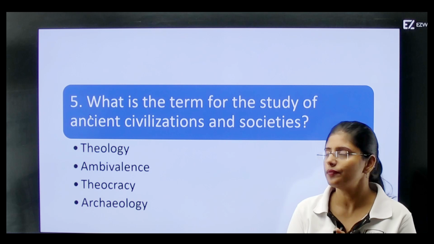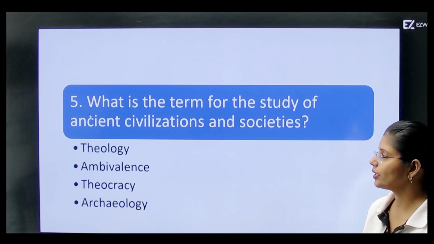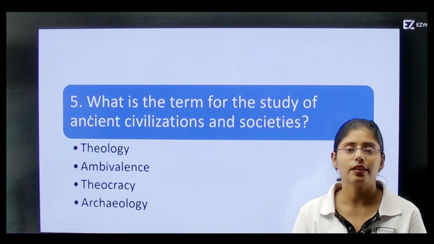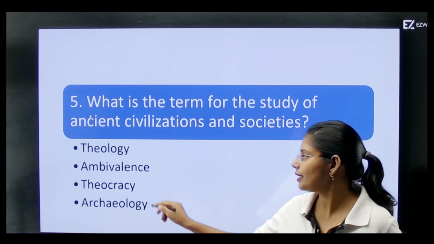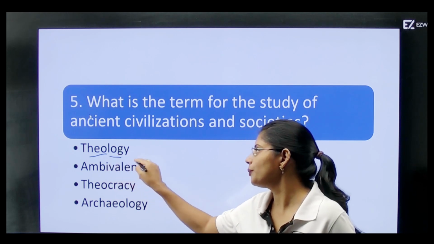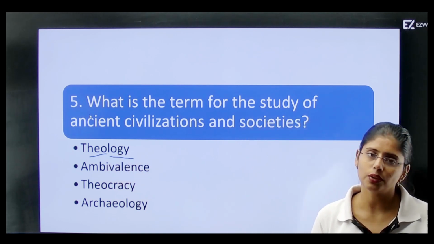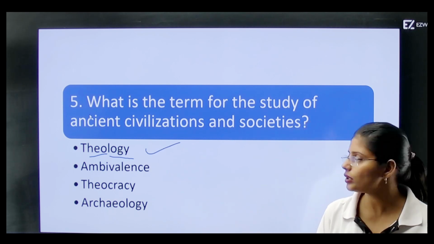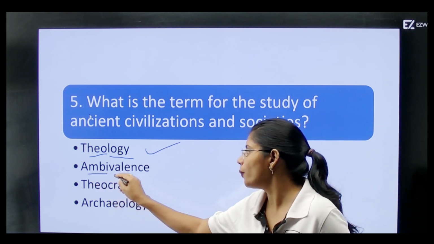What should be the answer? Quickly answer this question and then we'll discuss the answer. Is it theology or is it theocracy? That's okay. Let's answer it. Theo means God and logy means study. So the meaning of the first one, theology, is the study of the nature of God. That is theology. The next one is ambivalent.